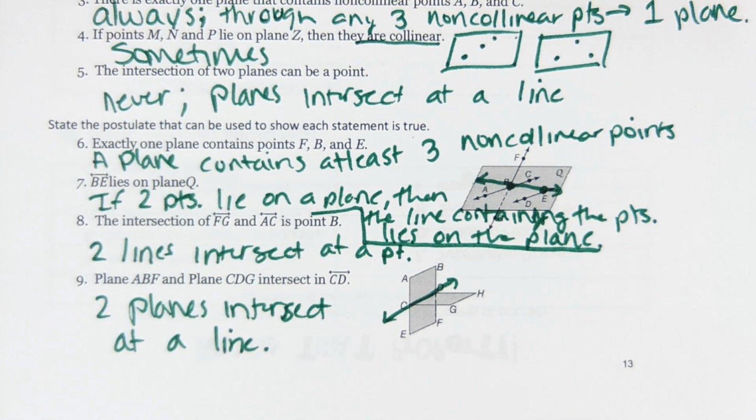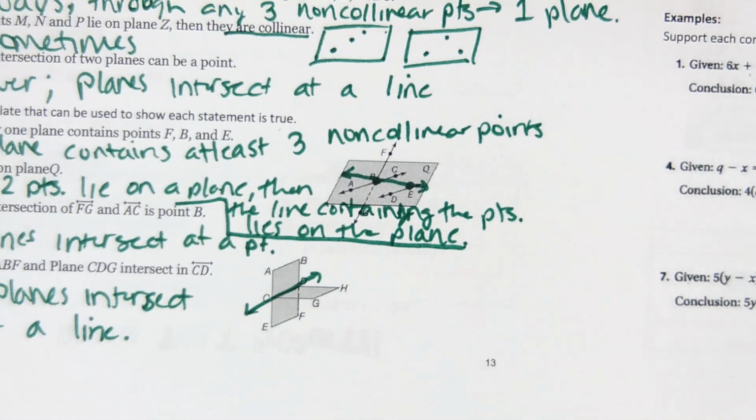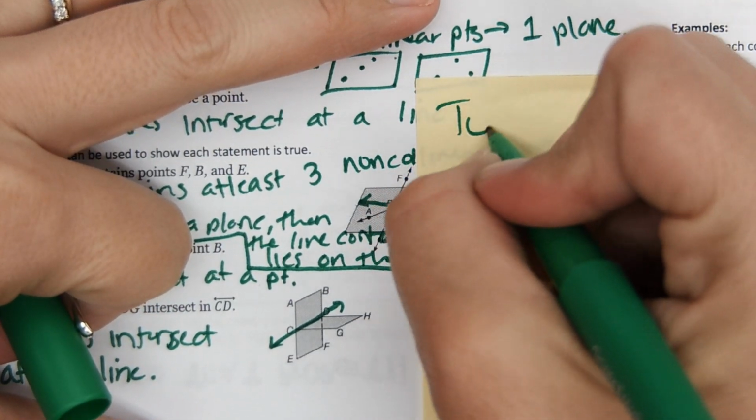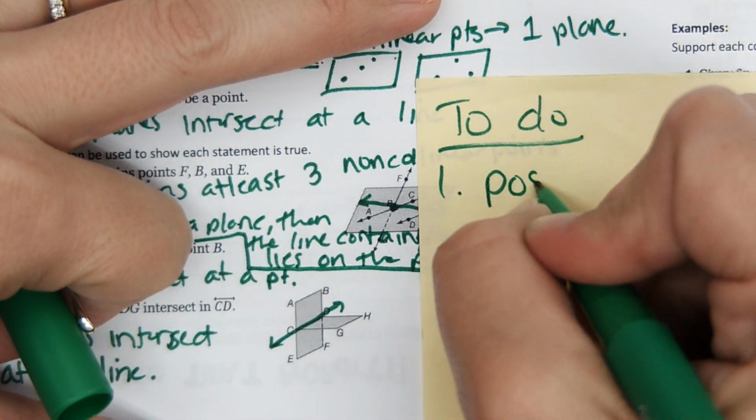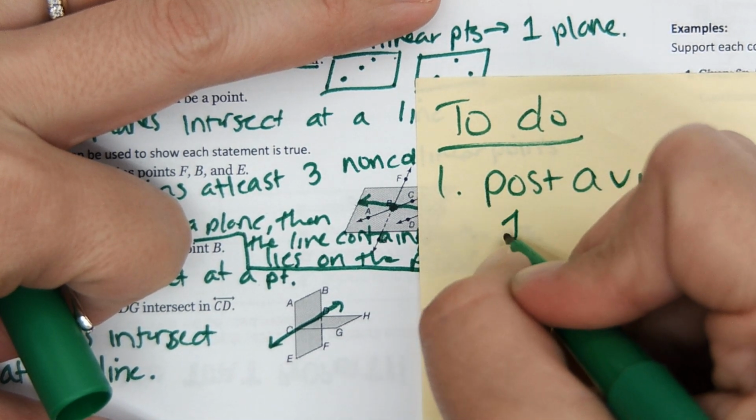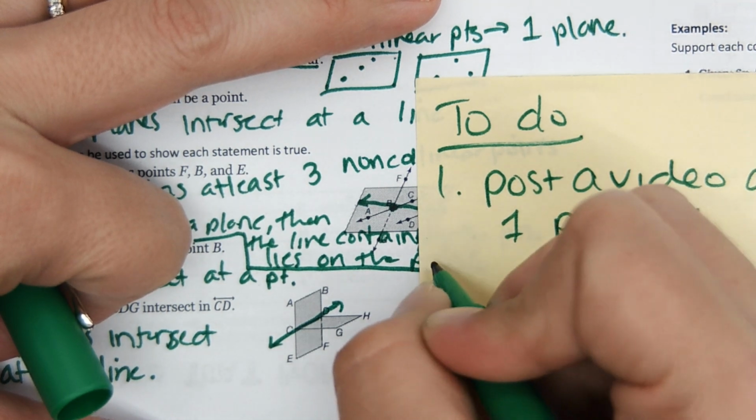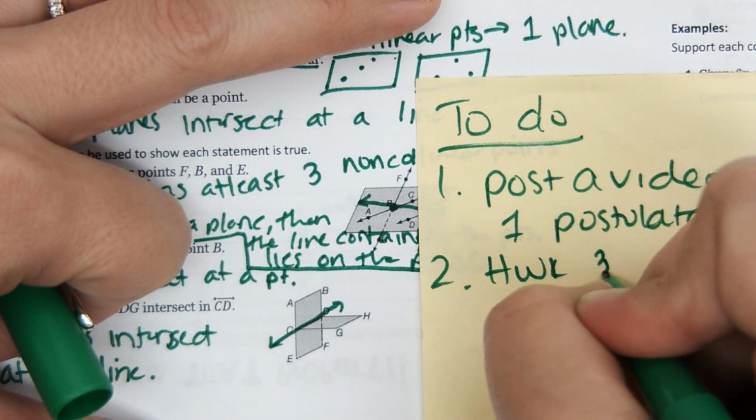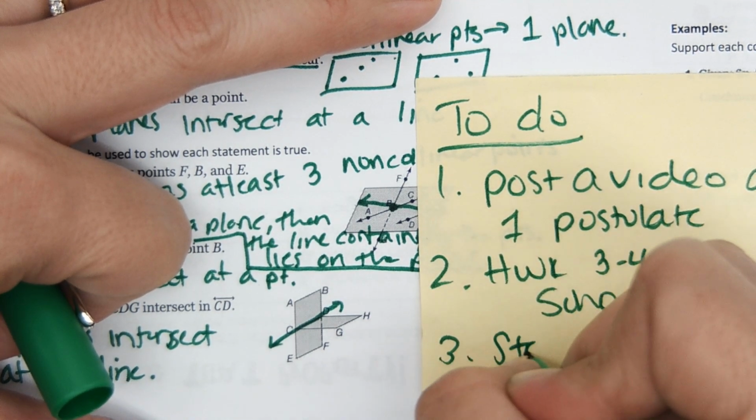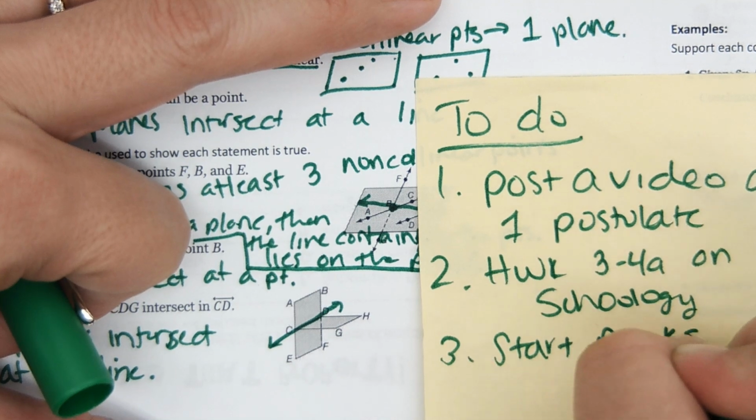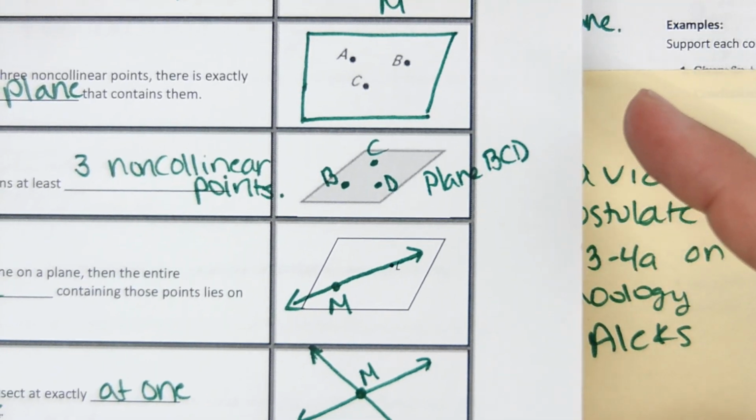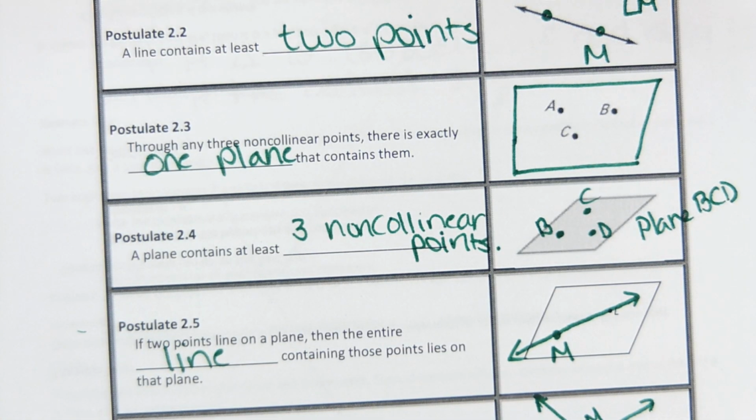Okay, so what you're going to do now is post a video, and I'll show you how to do that, about one postulate that we learned today. And I'll show you homework 3-4A on Schoology, and then start your weekly Alex. As far as the video goes, I'll show you what to do, but you're going to use these and just choose one here. Let me turn this video off first.